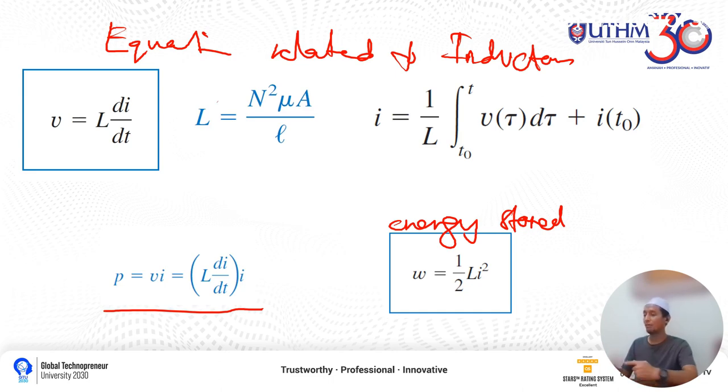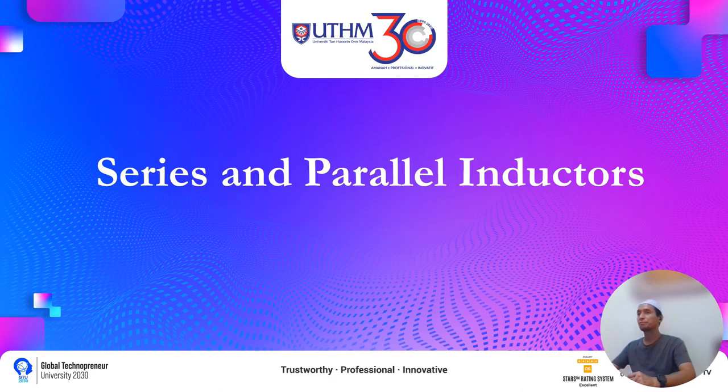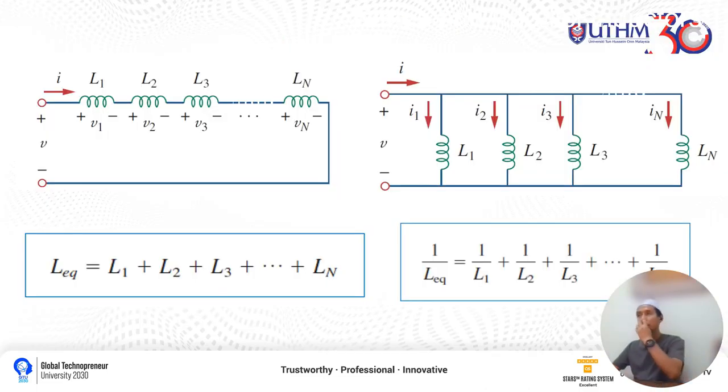Then we look into series and parallel inductors. How we calculate the inductors is the same as how we calculate resistors. So series inductors can be totaled like we calculate series resistors. In parallel inductors, when we want to total them, we have to follow the equation like resistors in parallel also. So this is the example of calculation for the inductor.